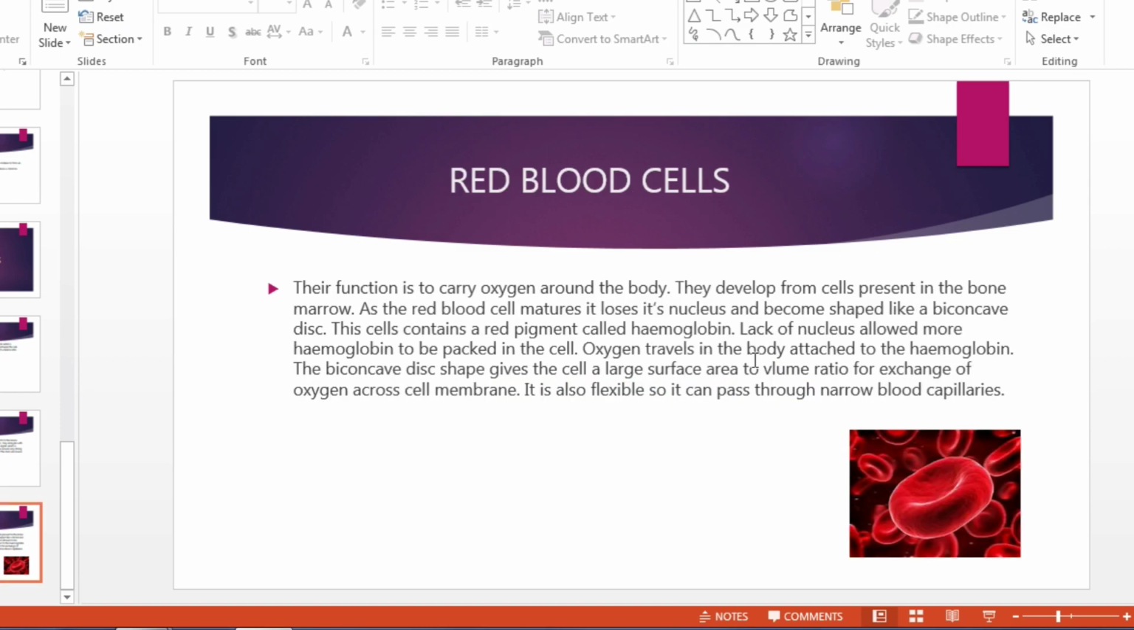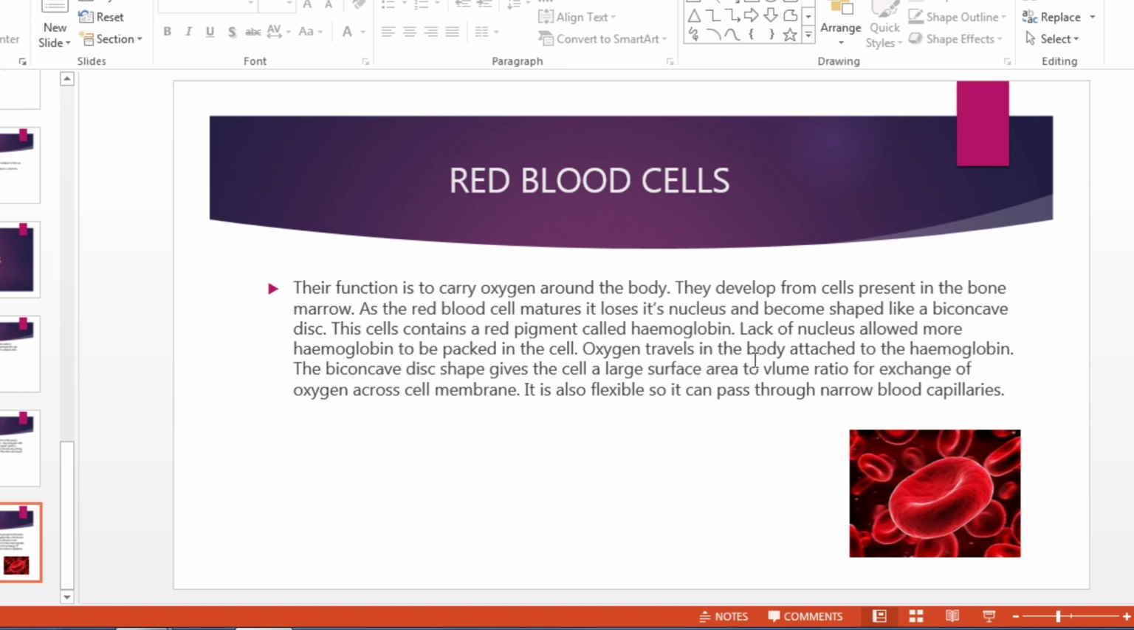The last specialized cell in our syllabus is red blood cells. The function of the red blood cell is to carry oxygen around the body. The red blood cells develop inside the bone marrow. As the red blood cell matures, it loses its nucleus, due to which it attains a biconcave disc-like shape. The advantage of losing the nucleus is that the surface area of the red blood cells increases, due to which more hemoglobin is packed inside the red blood cell.